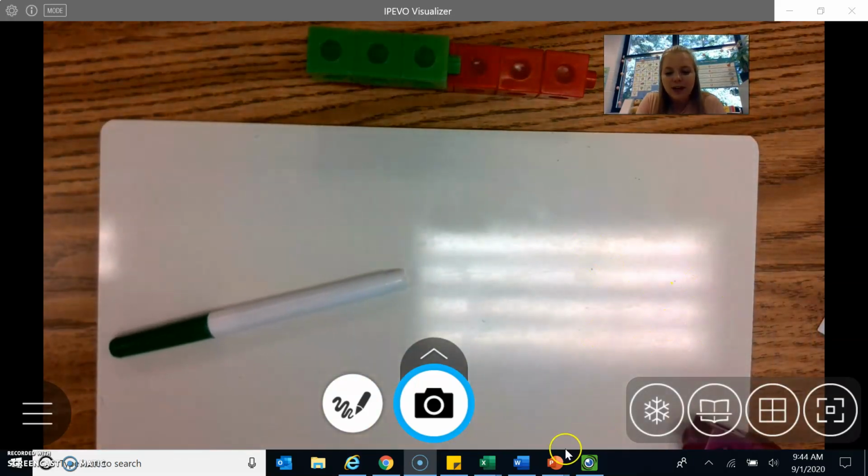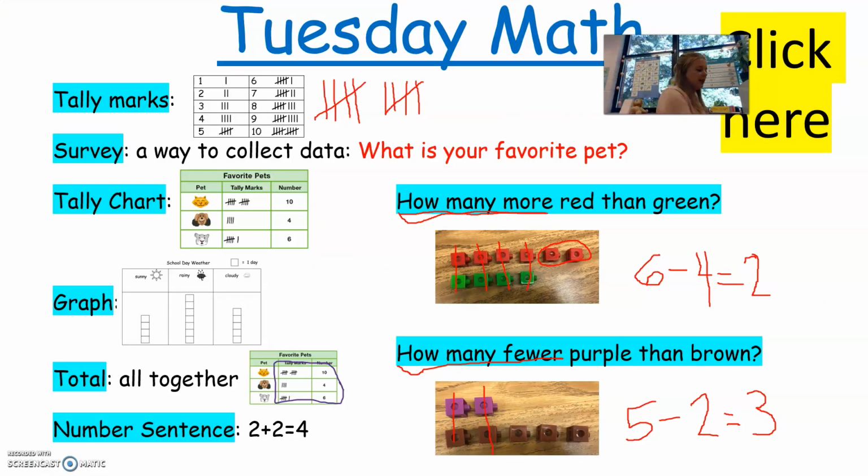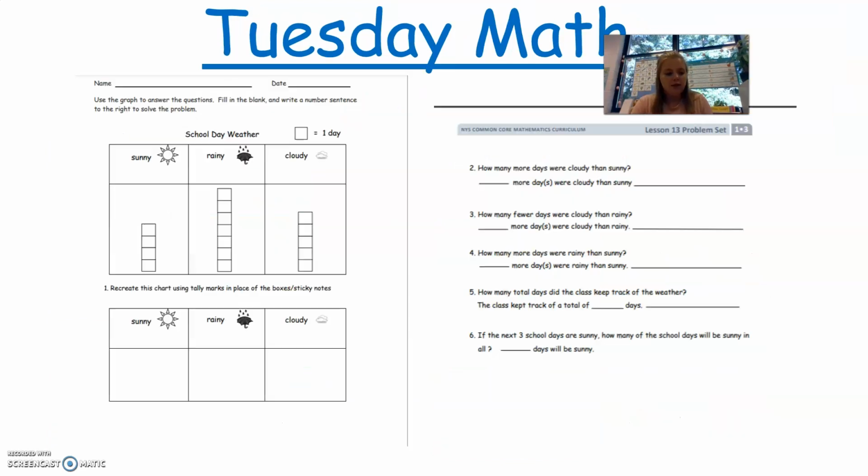Okay, let's get on to our activity, okay? I'm going to pull back up the PowerPoint. Alright, today we're going to do the first one together, and then I am going to ask you to do the other one by yourself, okay? Alright, so here's our graph.